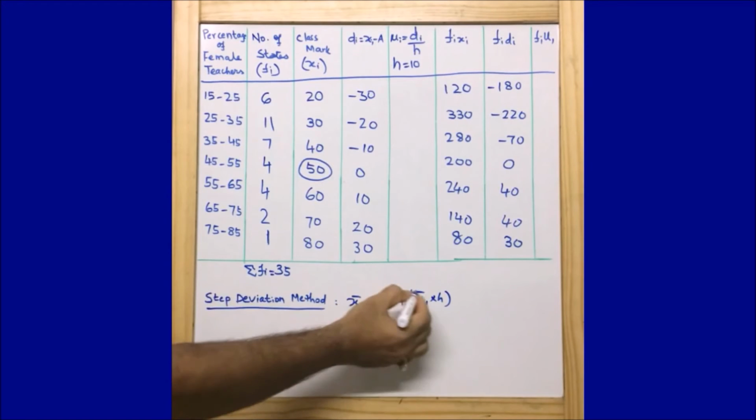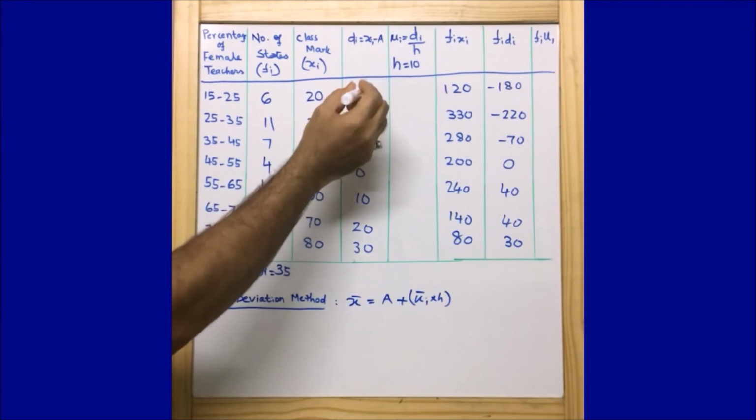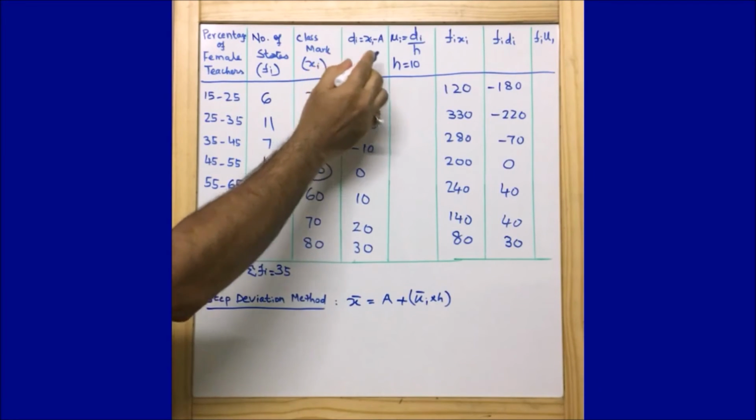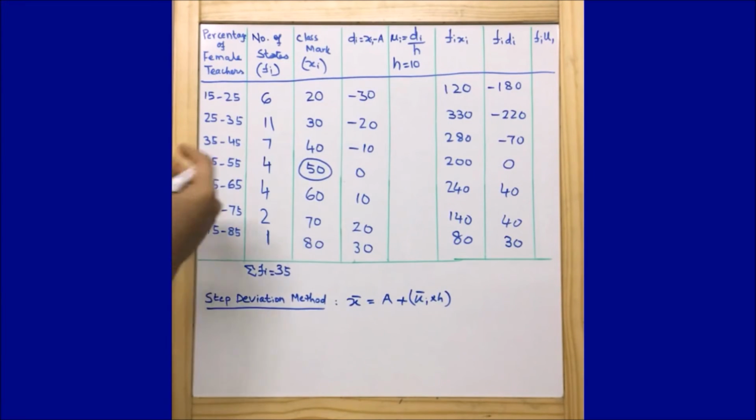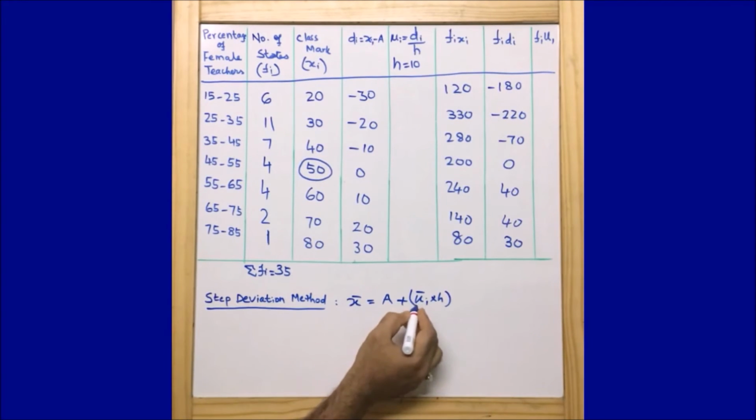Now ui is calculated as ui is equal to x minus a by h, and h here is the class length or class height. For example, in our case h is 10, because the upper limit minus the lower limit, 25 minus 15, is 10, or 35 minus 25 is 10. So let's see how to find the mean of ui.